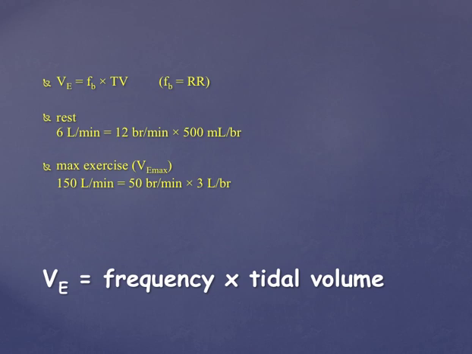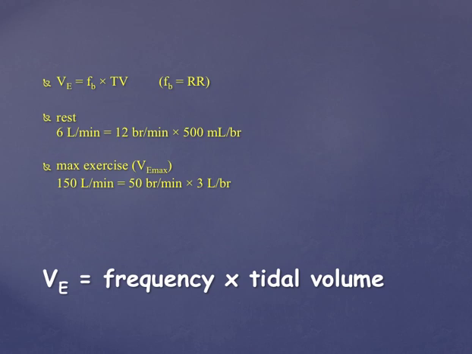And these are very much dependent upon the size of the person. And we won't learn any other numbers other than these ballpark general numbers for the typical 70-kilogram man. At rest, we exchange 6 liters of air per minute. We breathe approximately 12 times a minute, which means the amount of air in each breath is half a liter or 500 milliliters per breath.